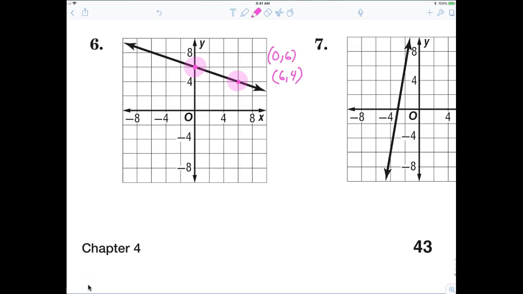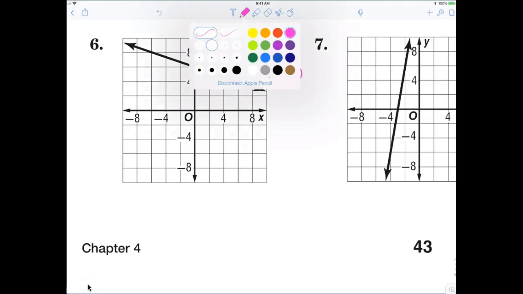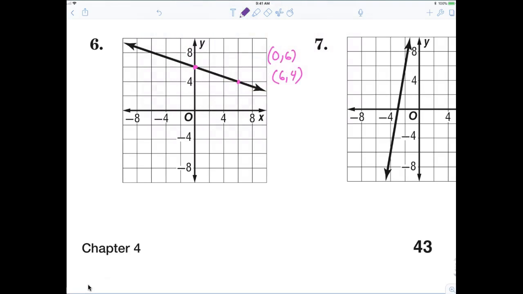Okay. Now, the easiest way to do this is to take those 2 points and do what? Reverse them or switch them. So you're going to pick a different color, and you're going to say, 6, 0. Now you plot the point 6, 0. And then you plot the point 4, 6. And now you graph the line that contains those 2 points.